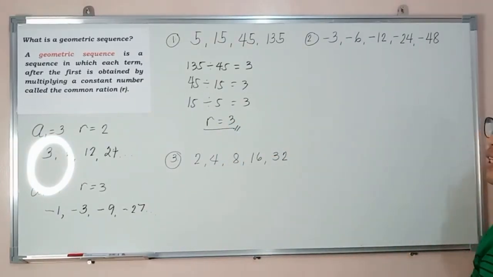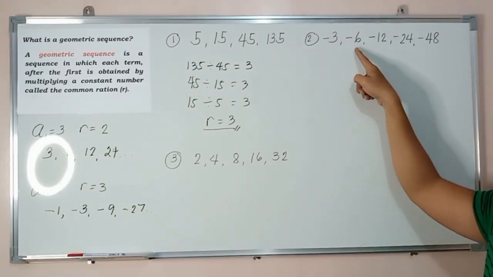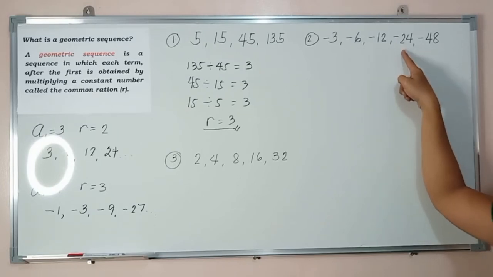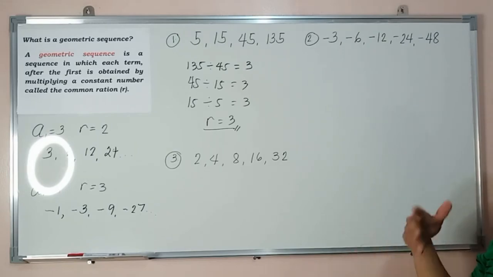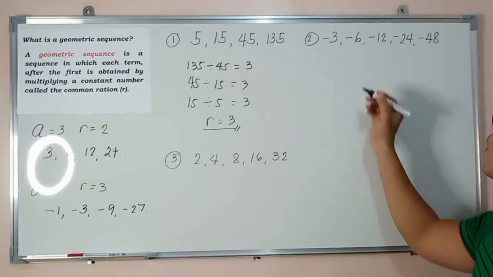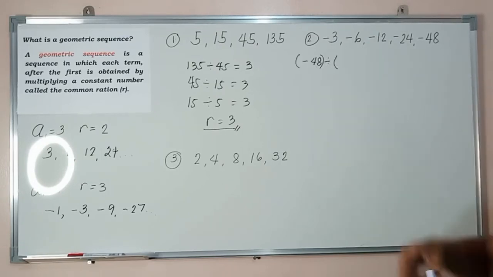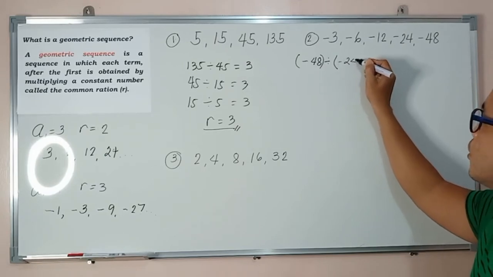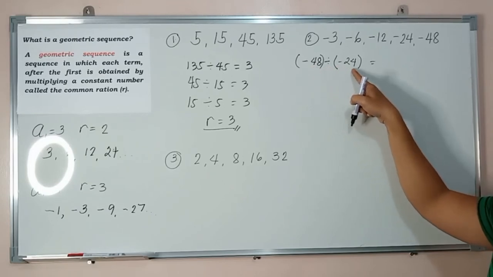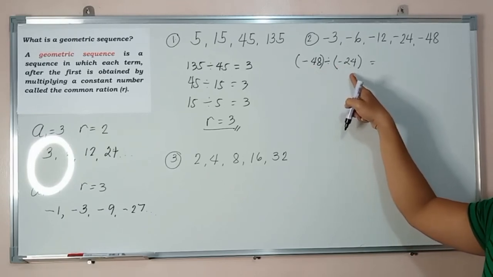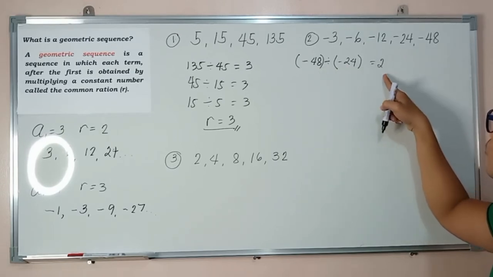Now let's proceed to example number 2. Example number 2, we are given negative 3, negative 6, negative 12, negative 24, and negative 48. So the same thing happens. We divide each term by the term preceding it. So for the last term we have negative 48 divided by negative 24, the term preceding negative 48. So negative 48 divided by negative 24, they are both negative, so our answer is positive. So 48 divided by 24 will give us positive 2.